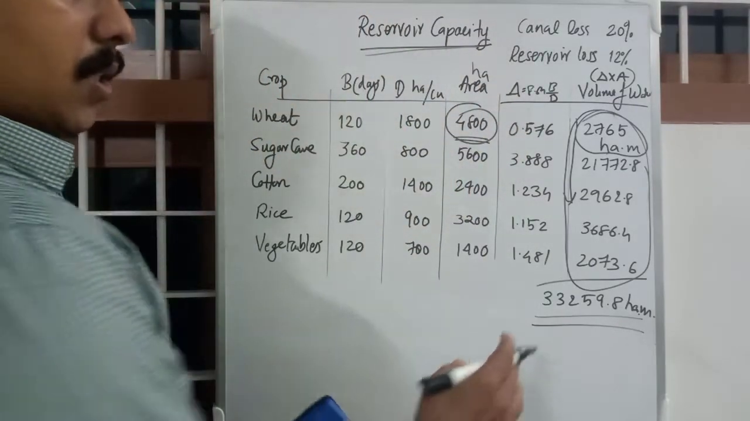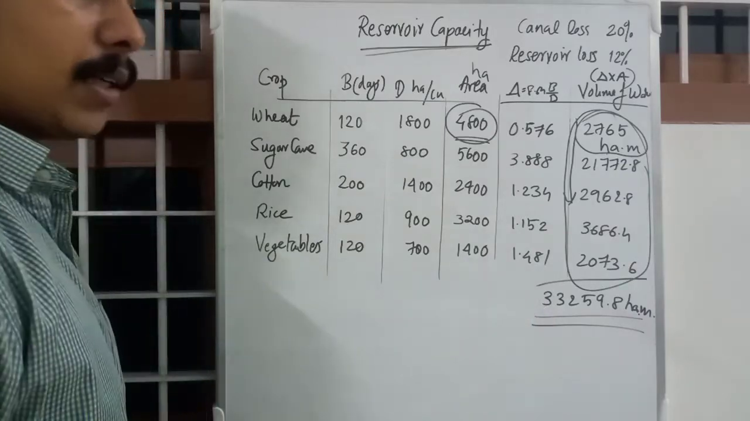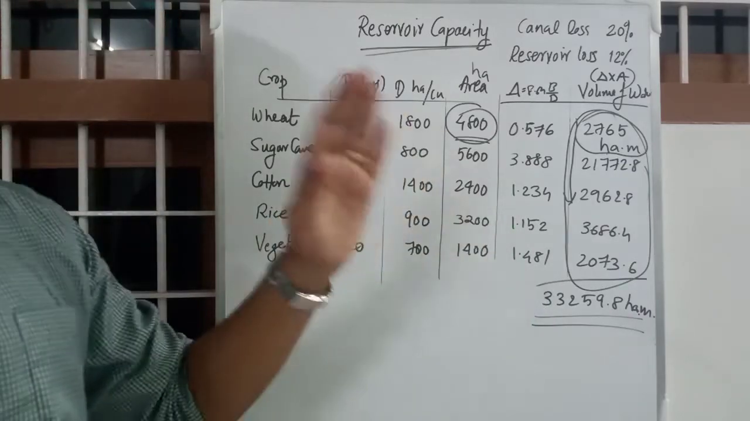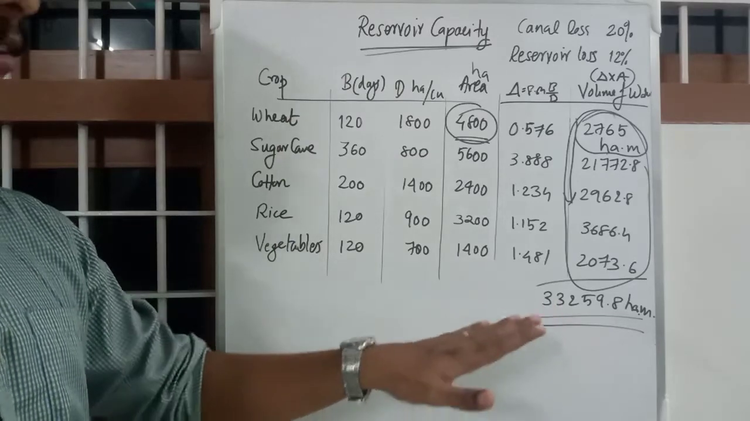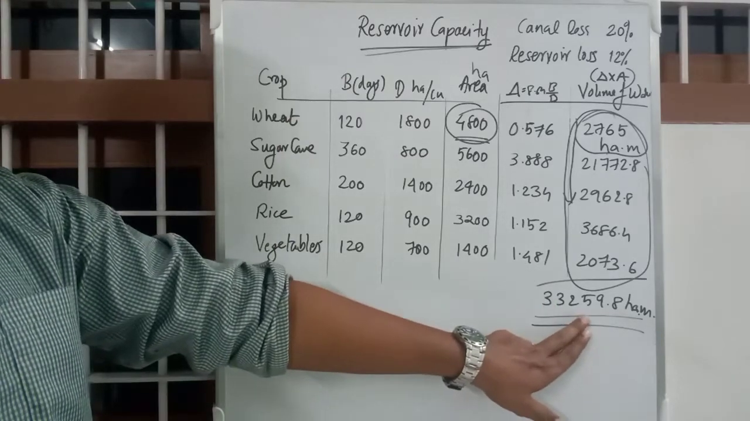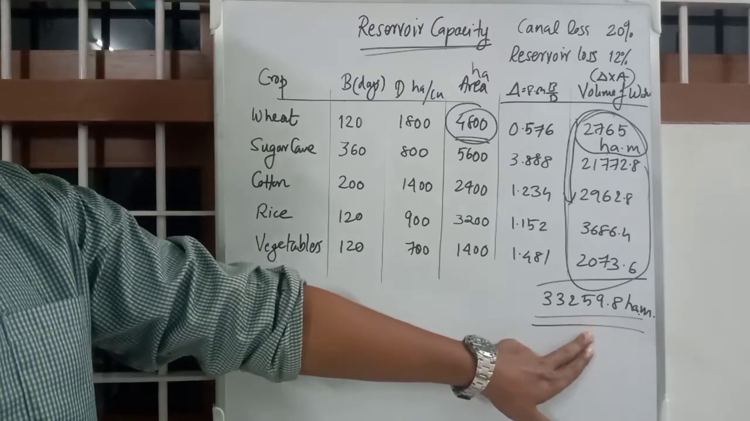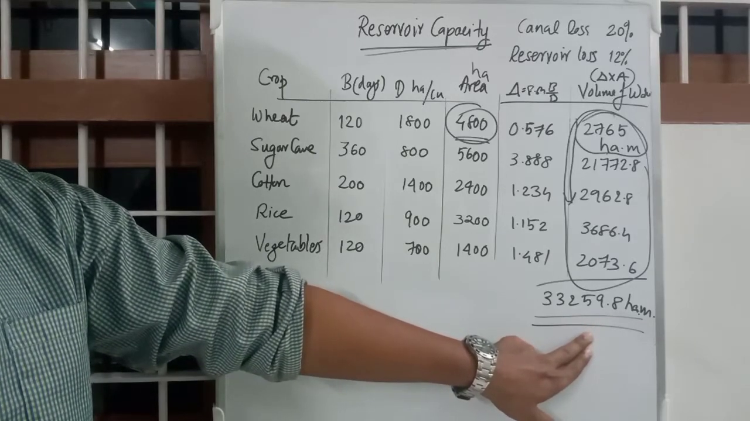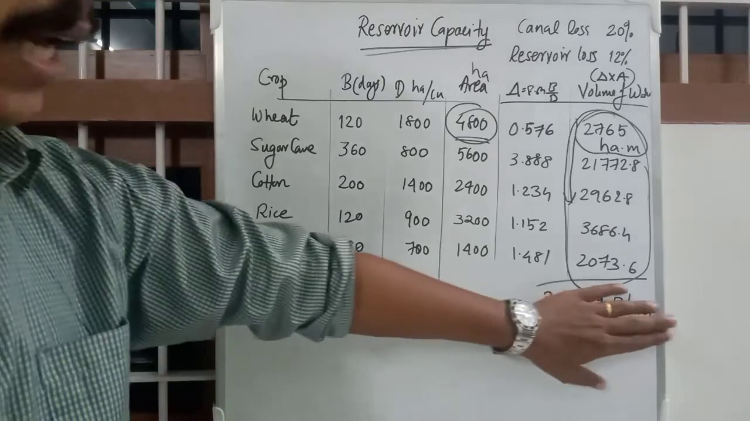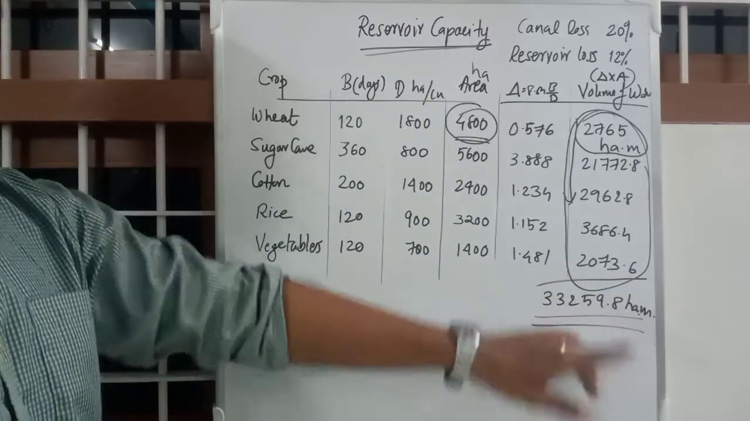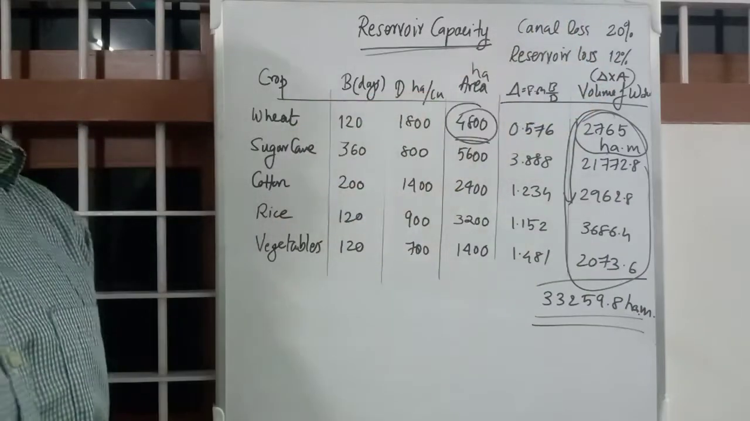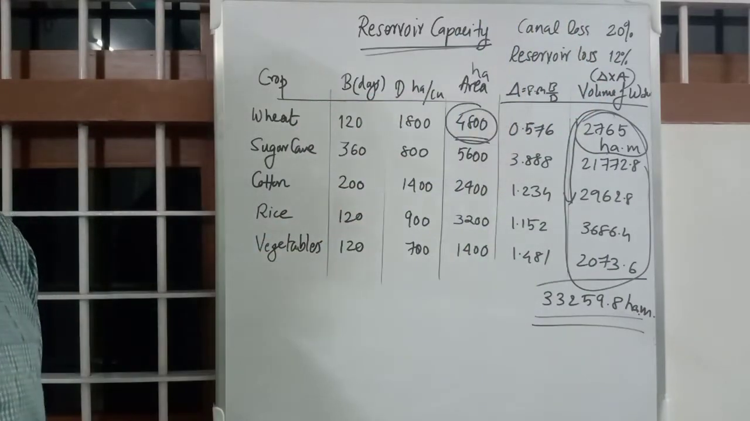That is the total quantity of water that we need in the agricultural land, or CCA, where we are cultivating: 33,259.8 hectare meter of water. That is approximately the result, but you have another two values given in your question: canal loss and reservoir loss.